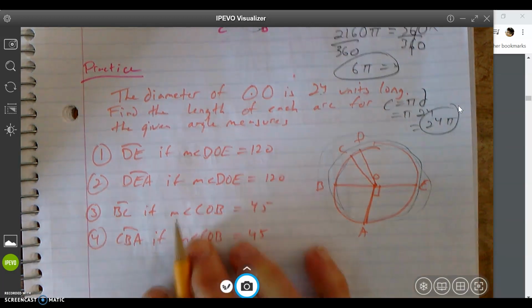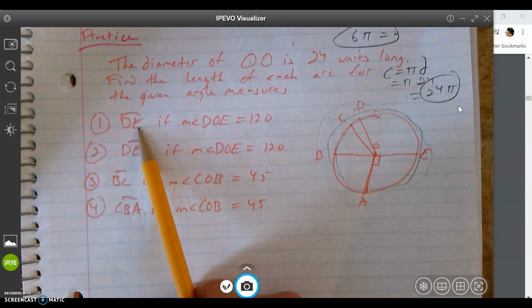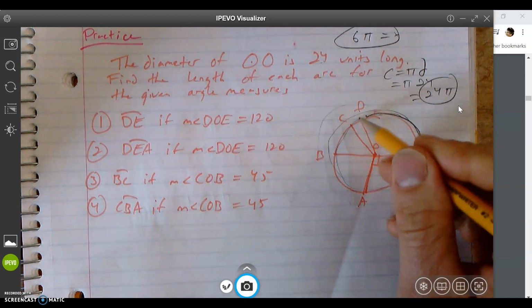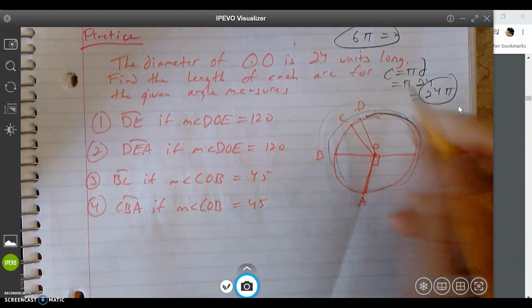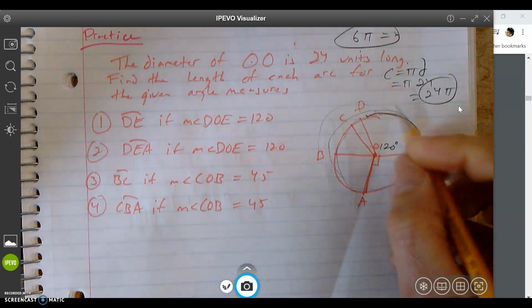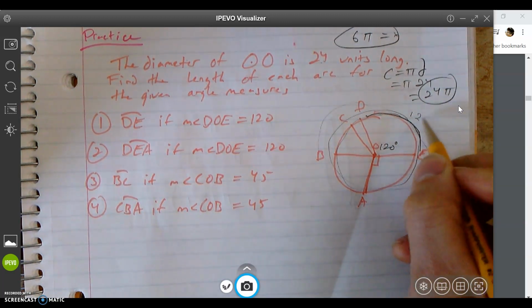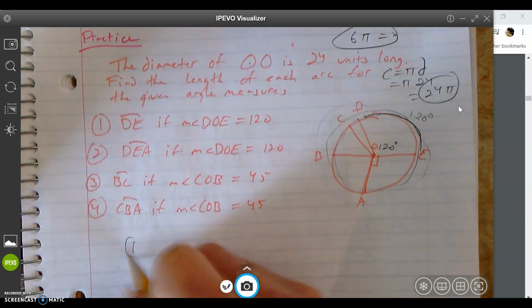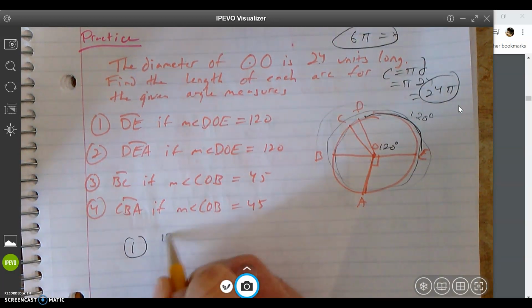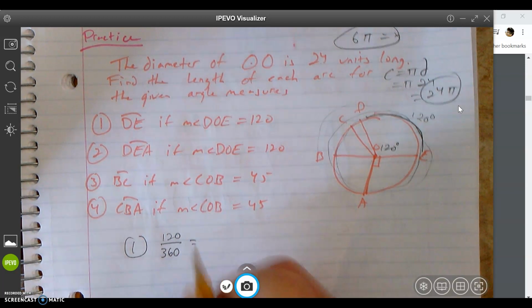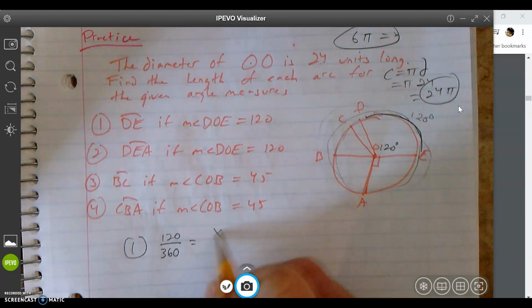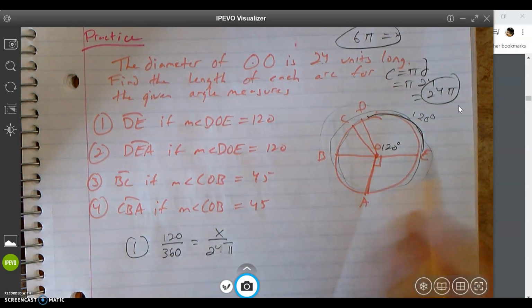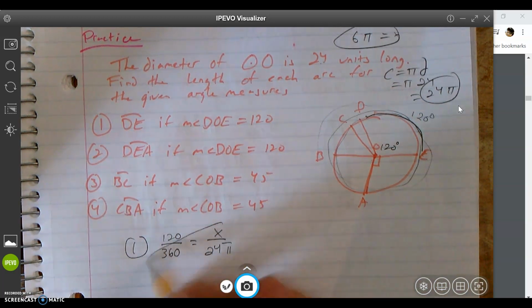Looking good. So number 1, find the length of arc DE. Here's DE right here. If angle DOE is 120, so this is 120, that means the arc is also 120. Let's set up our proportion for number 1. We have a 120 degree arc over 360 total degrees. Now I want to know what part of the full circle length all the way around, the circumference, which is 24 pi. How do we get it? We cross multiply.